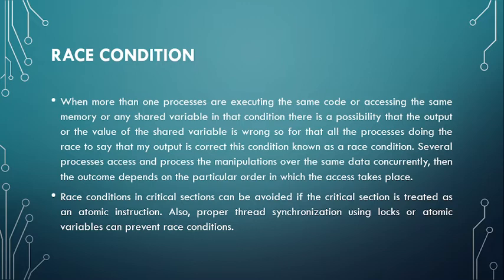So we are going to share memory. We already know about shared memory. We are going to share a variable. When we share a variable with other processes, the variable is accessed by more than one process. So there is going to be a race, where each process is trying to prove that its output is correct. That is known as a race condition.